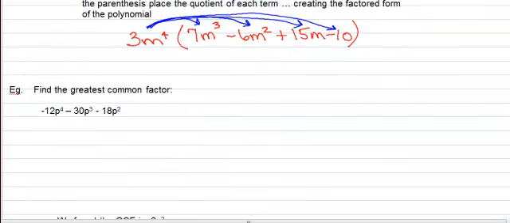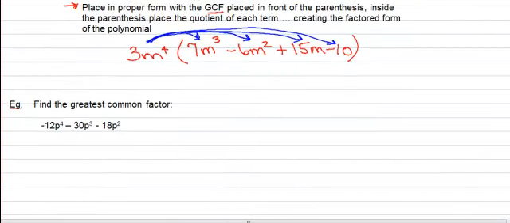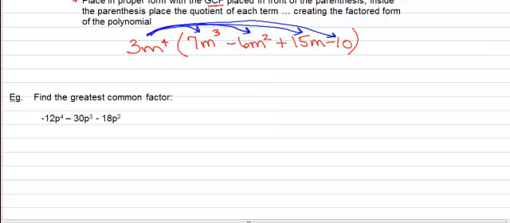Alright, so now we're going to try another one. And this little guy, we're going to do it a little bit shorter. We're going to see if we can figure out how to do this a little bit more quickly. When we look at the numbers, the first thing I see is a negative out front, so that means my GCF is going to have a negative. So that's sort of a key thing to remember. If you've got a negative out front, put the negative in our GCF.